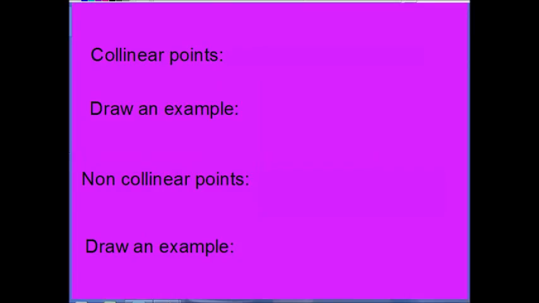So first we're going to start off with some vocab words. Our first vocab word is collinear points. Think about what that means. If someone were to say that points were collinear, what would you think? Well, collinear points are points that are on the same line. So let's go ahead and draw an example of collinear points. Here we go. Let's say that we have a line here.